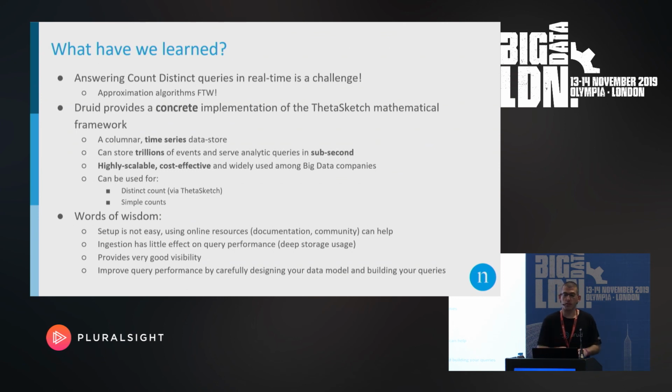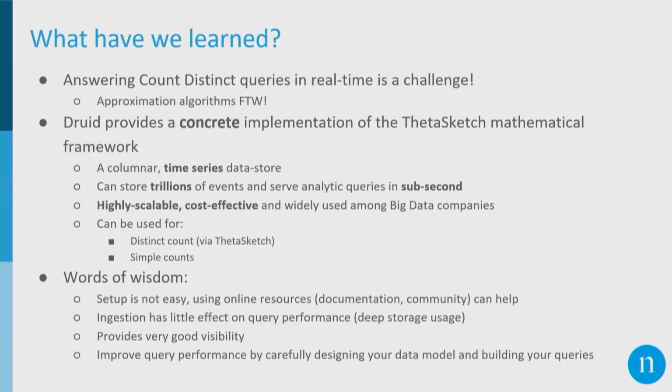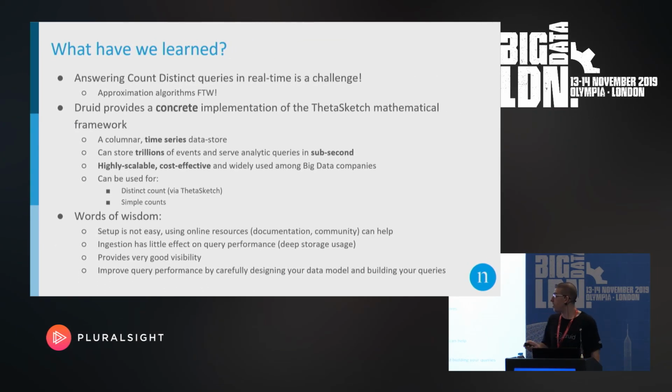To summarize what we've learned: answering count distinct questions in real time is a challenge, and luckily for us, approximation algorithms are for the win here. We've learned that Druid provides you a concrete implementation of the ThetaSketch framework, and that Druid is a time series database. It can store trillions of events and serve analytic queries in sub-second. It's very scalable, cost-effective, and used widely among big data companies, and can be used for the distinct count and the simple count questions. We've learned that setup isn't easy, but luckily you can use various online resources as well as the recent developments in the UX in Druid in order to get to a production deployment.